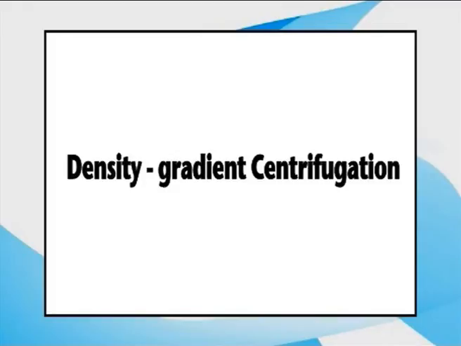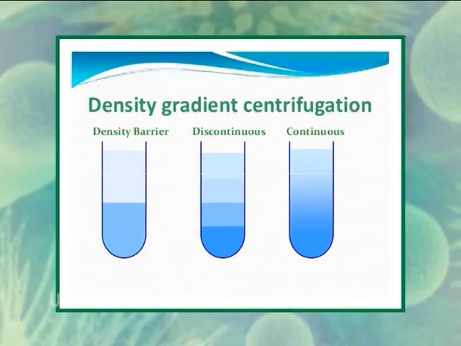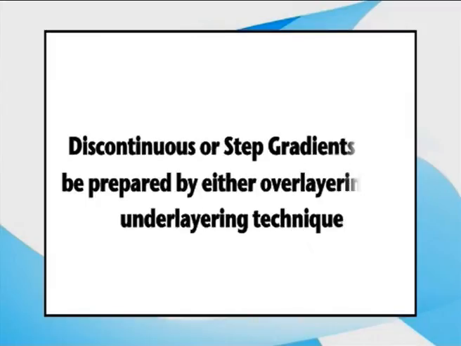Density gradient centrifugation. Density gradient centrifugation is used to separate macromolecules that differ only slightly in size or density. During centrifugation, the solution tube is stabilized in the tube by a density gradient. The gradients may either be of discontinuous or continuous type. Discontinuous or step gradients can be prepared by either overlayering or underlayering technique.